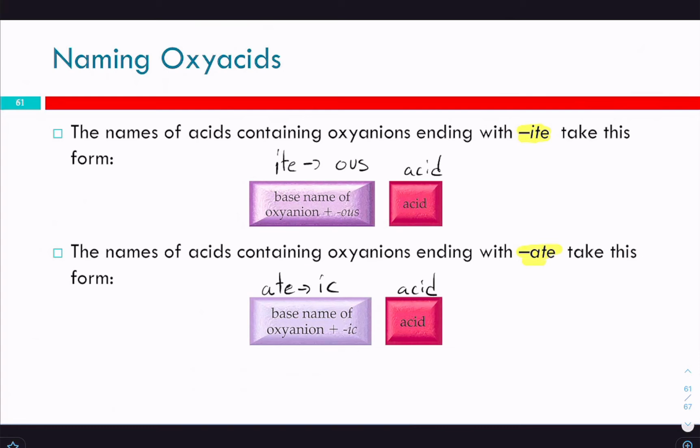So the thing I think that makes oxyacids tricky is, again, the fact that there's so many oxyanions. Did everybody get that? Everybody good?